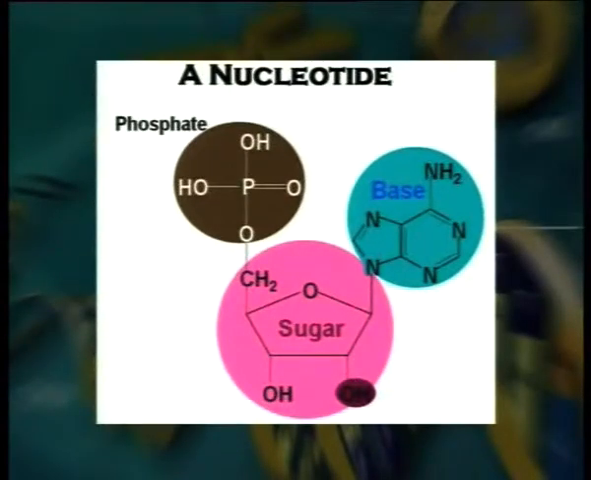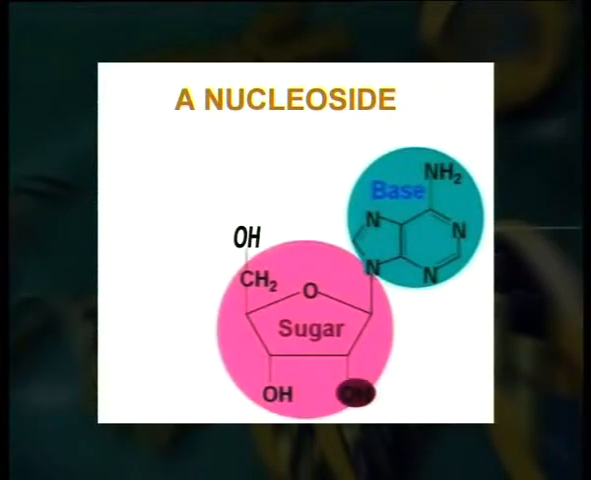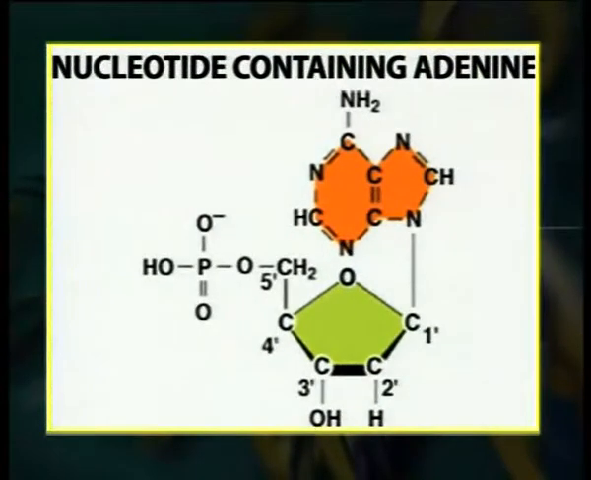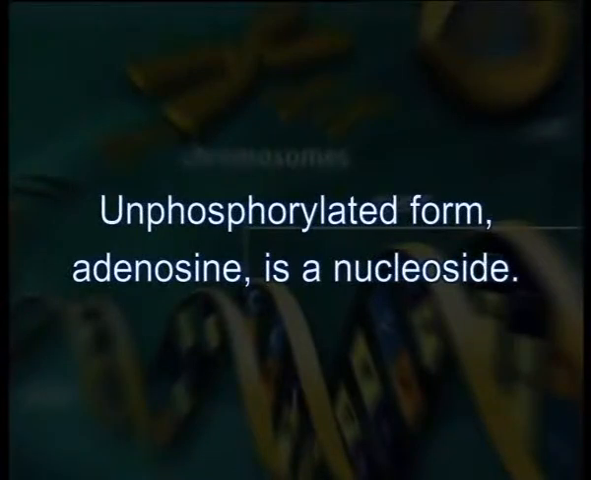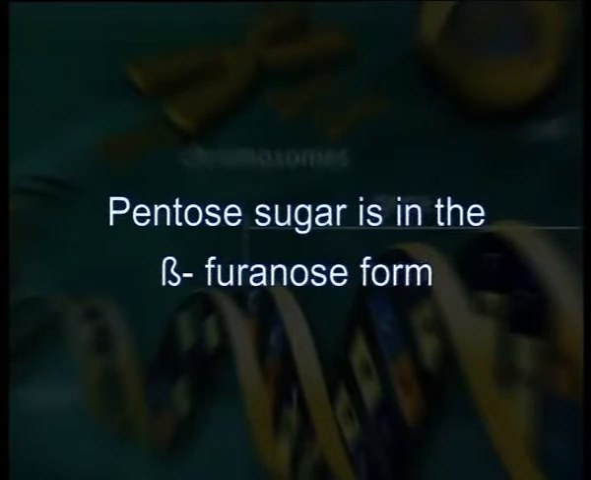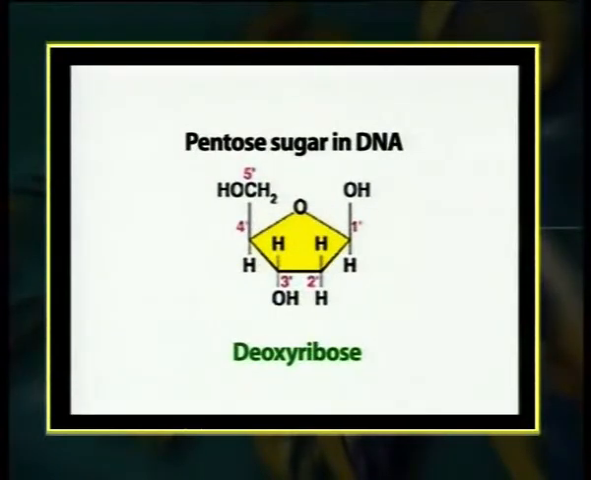Nucleotides are composed of a pentose sugar, a weak base, and at least one phosphoryl group. Such a structure without a phosphoryl group is called a nucleoside. Thus, ATP and AMP are nucleotides, whereas the unphosphorylated form adenosine is a nucleoside. In nucleotides, the pentose sugar is in the beta furanose form, that is, in a closed 5-member ring.